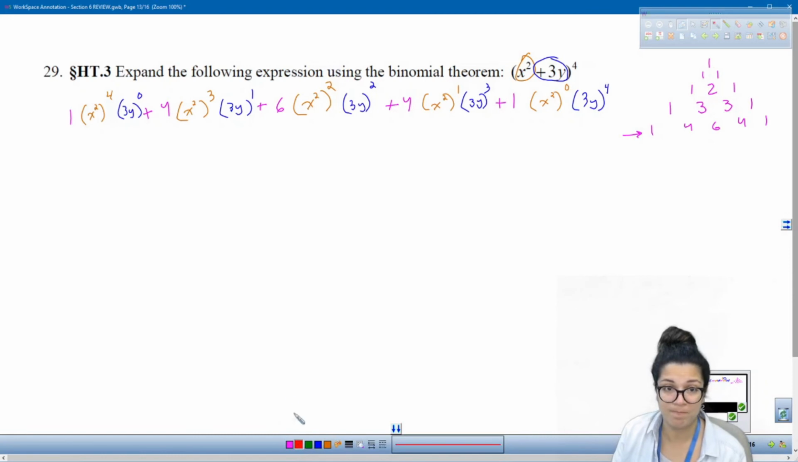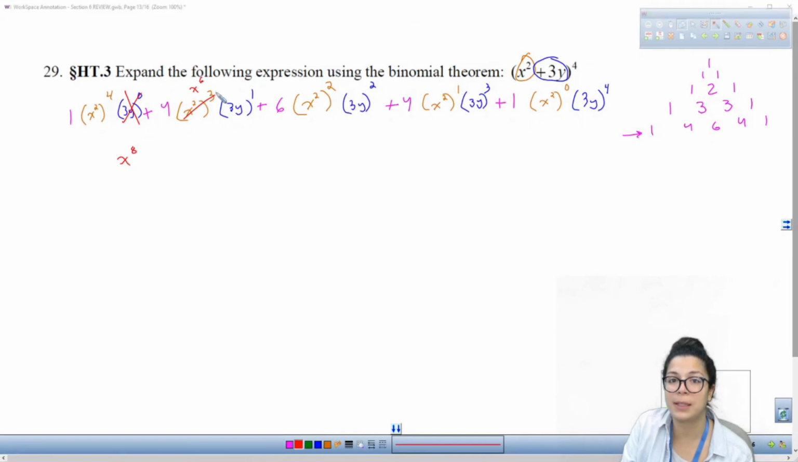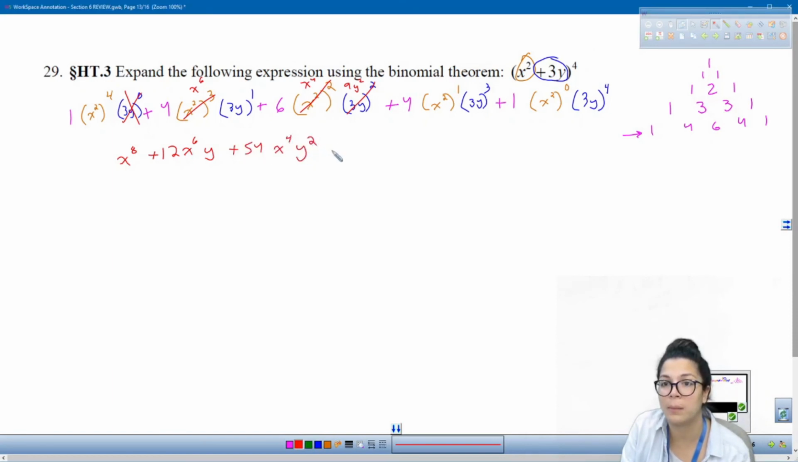Now let's simplify. Anything to the power 0 is 1. X squared to the power 4 is x to the power of 8. X squared to the power 3 is x to the power 6. 3 to the power 1 is just 3. 3 times 4 is 12. X to the power 6, y to the power 1. 3 to the power 2 is 9. Y squared is, of course, y squared. X squared to the power 2 is x to the power of 4. 9 times 6 is 54. So this is 54 x to the power of 4 y squared.